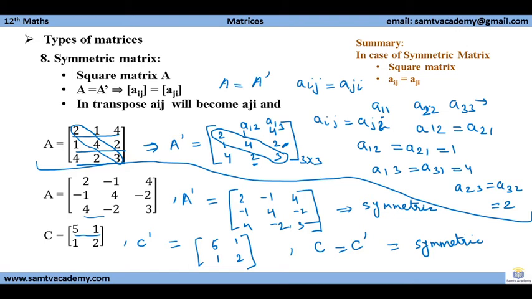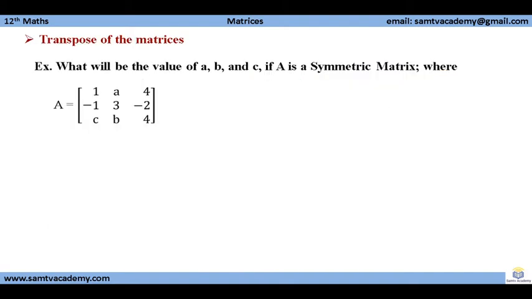Hope you have understood. I will explain more in the coming example. So here we need to find the values of A, B, C. What are the values of A, B, C if A is a symmetric matrix? So if it is given that A is a symmetric matrix, first you write all the properties of a symmetric matrix. What is the property of a symmetric matrix? That A should be equal to A transpose, and it should be a square matrix.